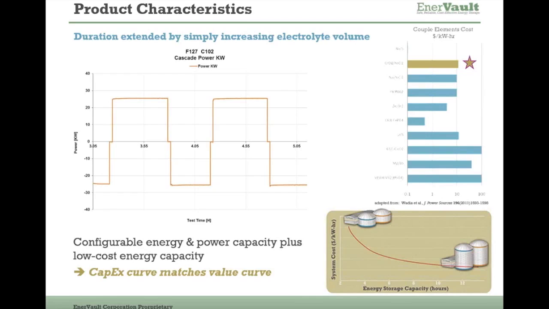And so these two attributes of just being able to extend the discharge duration with very low-cost electrolyte means that the marginal cost of an extra hour of storage capacity is amongst the lowest that can be found, and so our CapEx curve matches the value curve. Next slide, please.